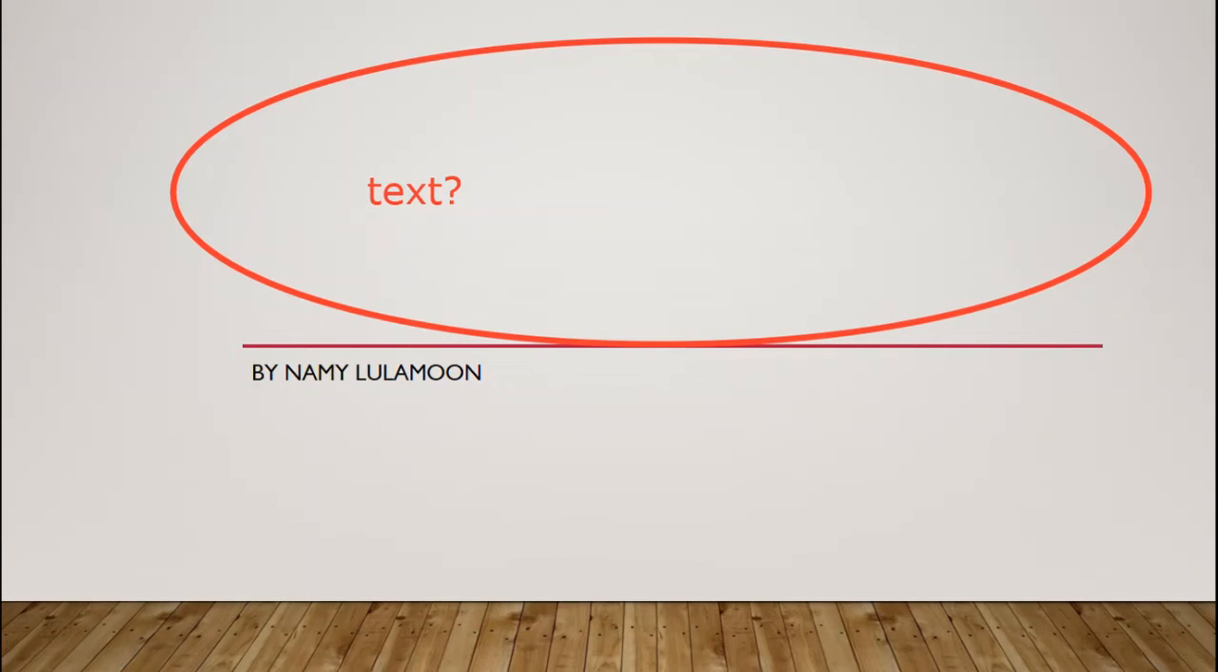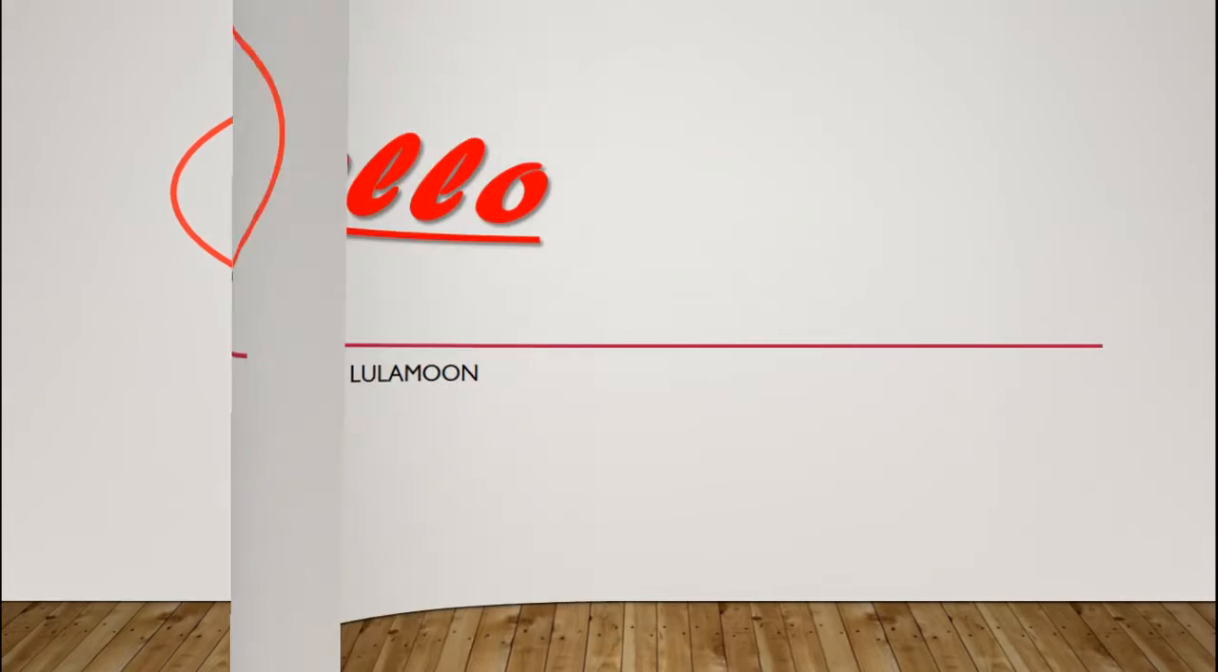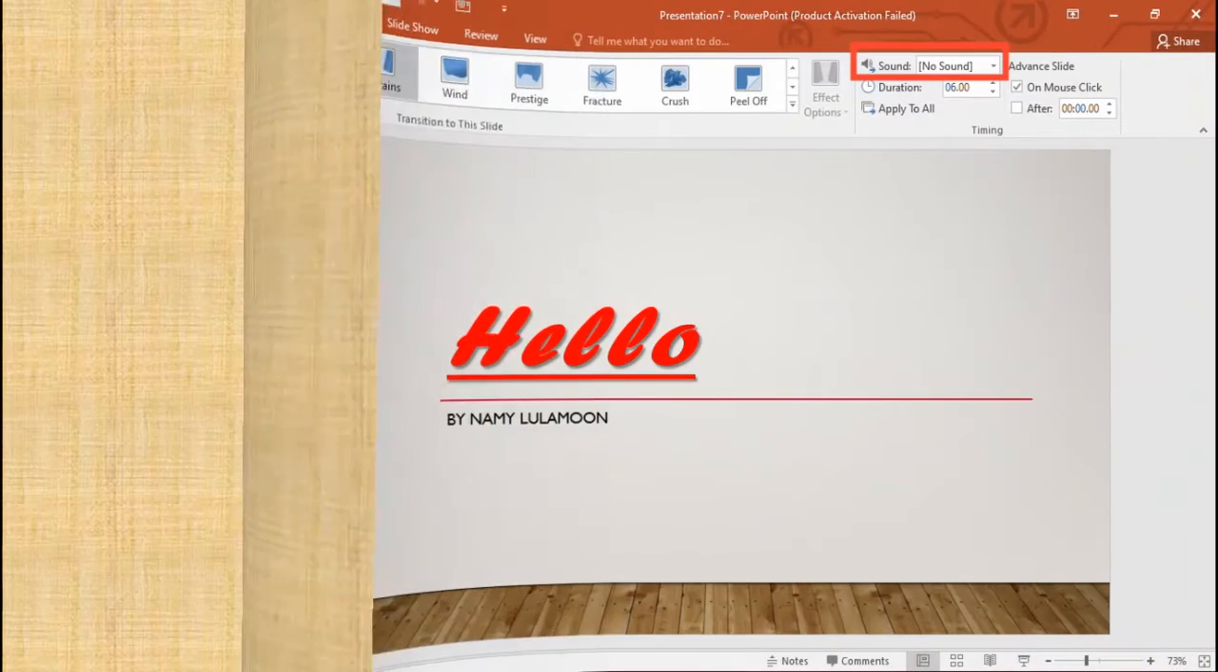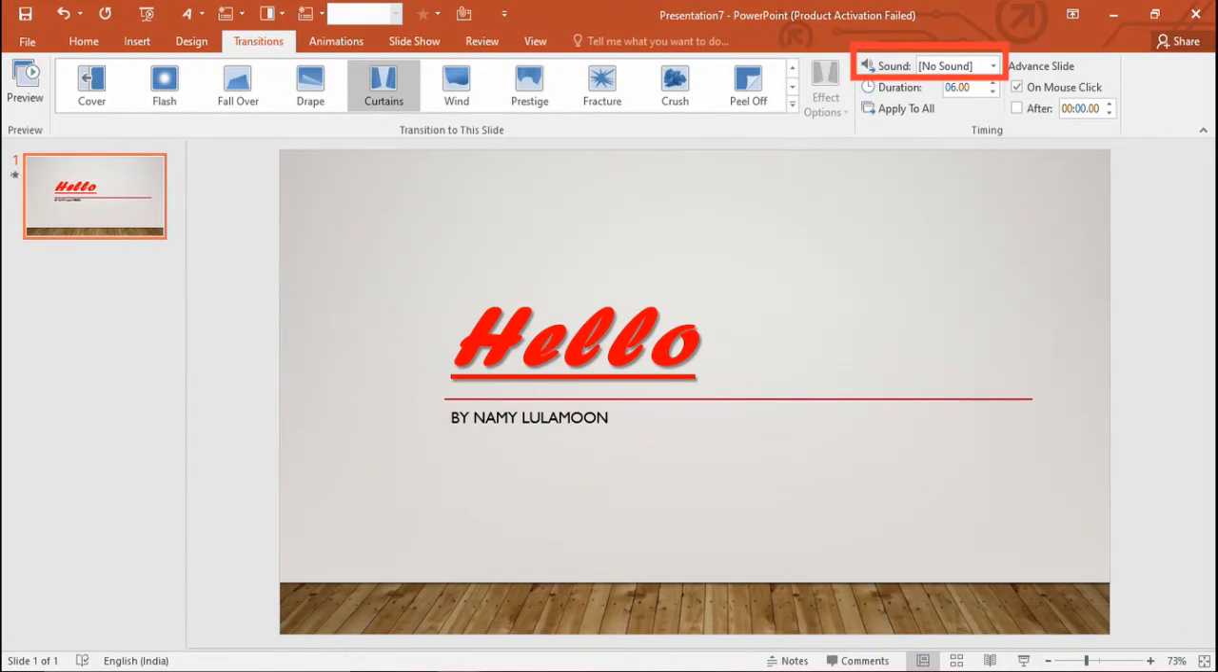So you do like that, and then where's the text? It comes up and bounces, and this is how it looks like, the text over there. Then we'll be there in the same transitions, but now we'll see the timings. The timings, that's sound, duration, apply to all, and all those things. But what we need now is a sound.